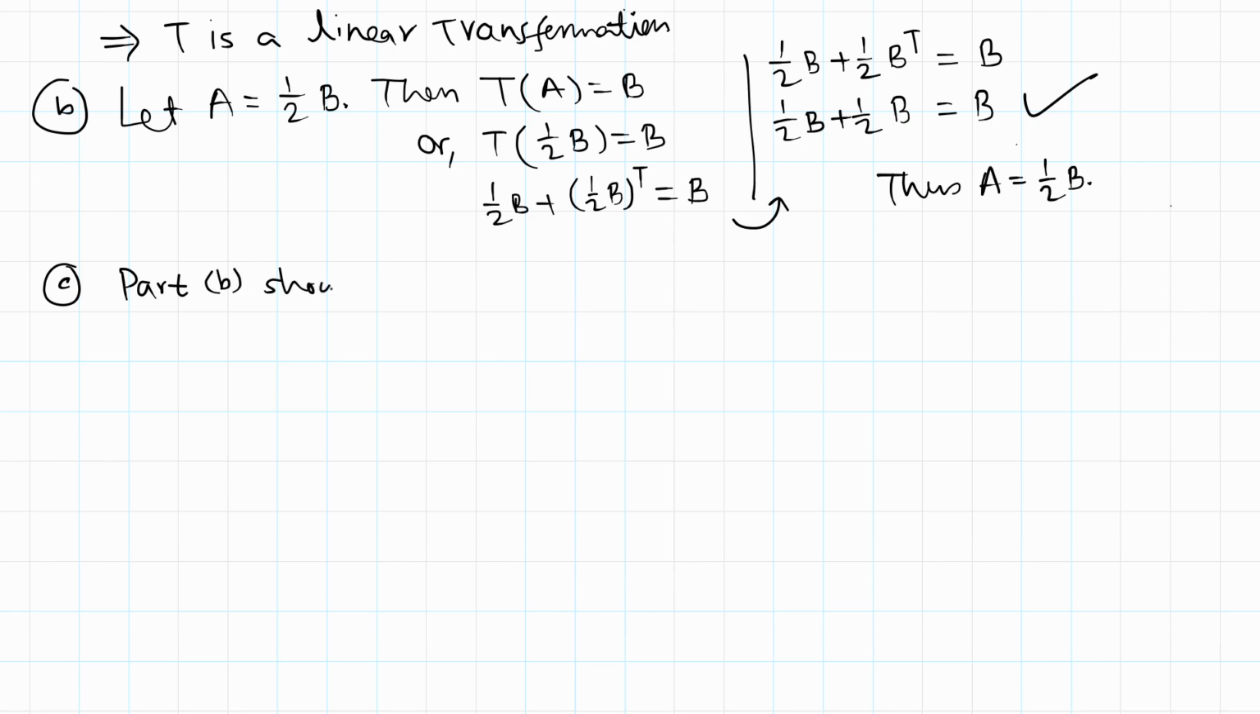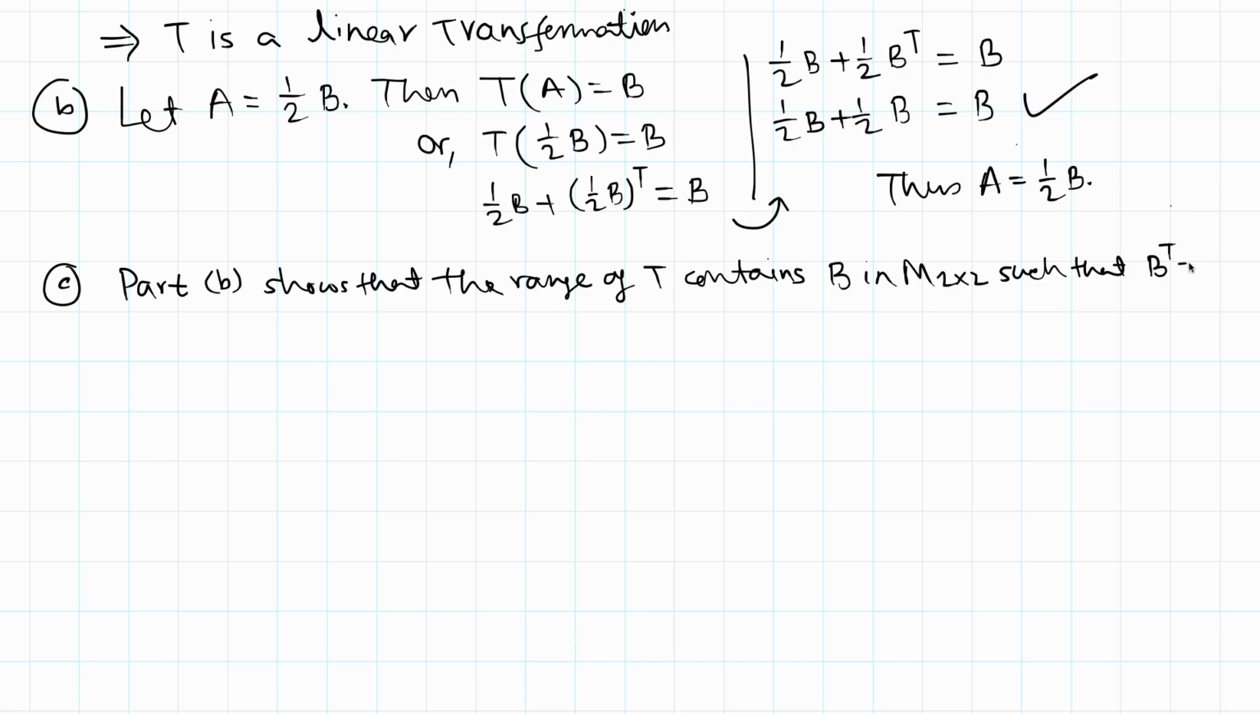Part B shows that the range of T contains B in M22 such that B transpose equals B. Okay, what we need to show next is, that's just for 1A. We choose A equals 1/2 B and we showed that.